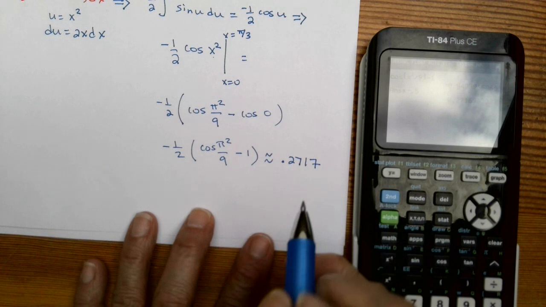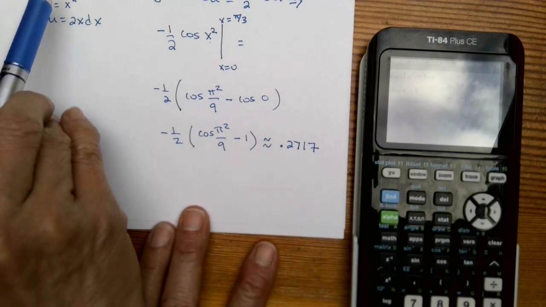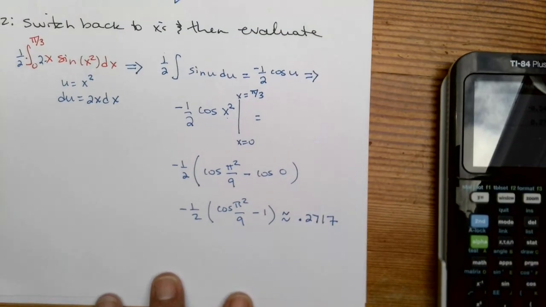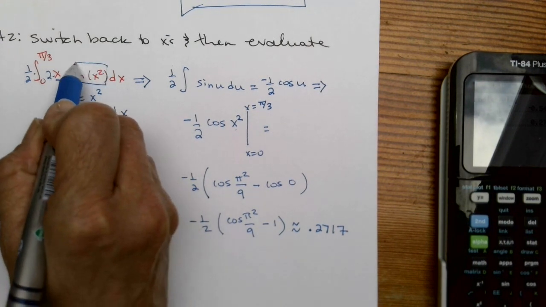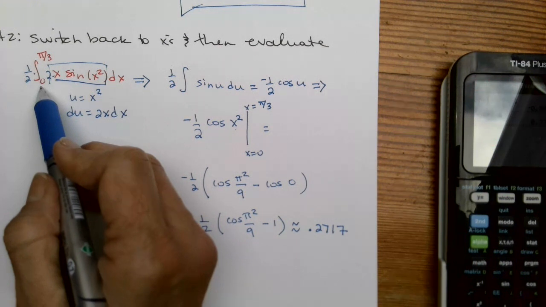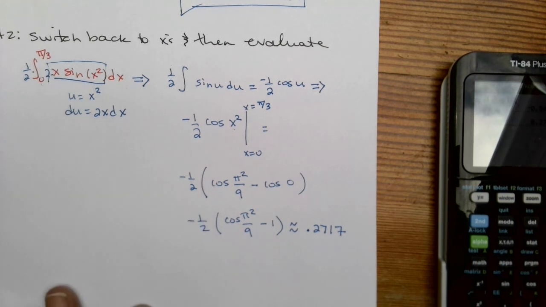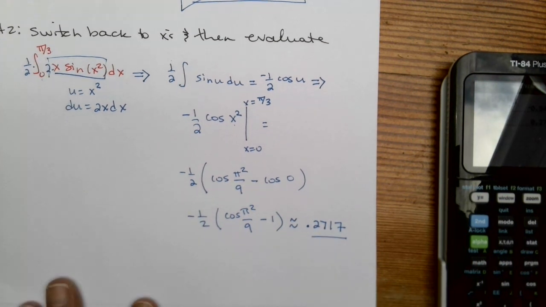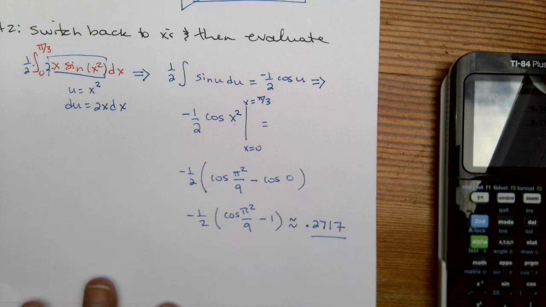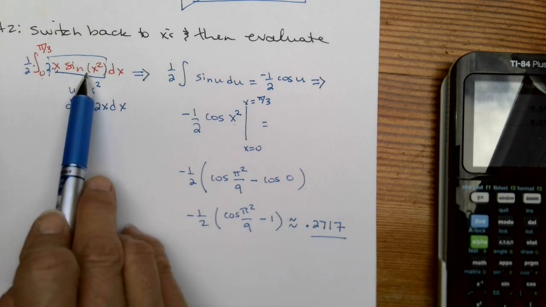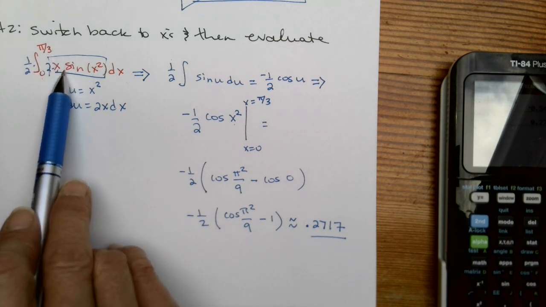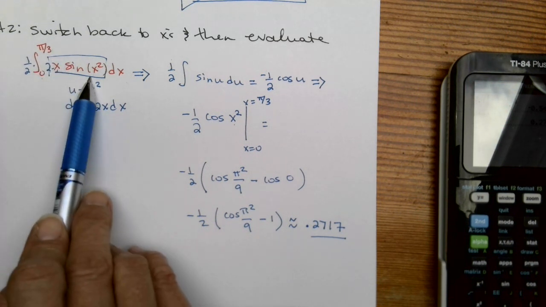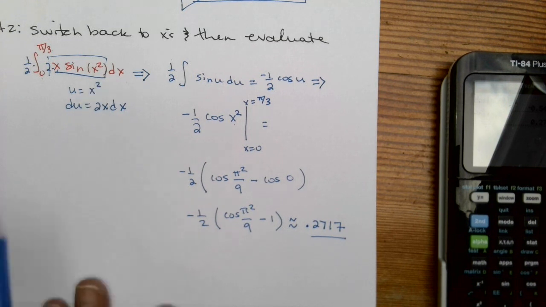So this is approximately 2.717. Now think about what that is. This is the net area of the function x times sine x squared between 0 and pi thirds. Approximately that, right? And we're anticipating that would be positive because the x is positive, and sine is positive on 0 to pi thirds, so sine of x squared would also be positive. Okay, so I am happy with that answer.